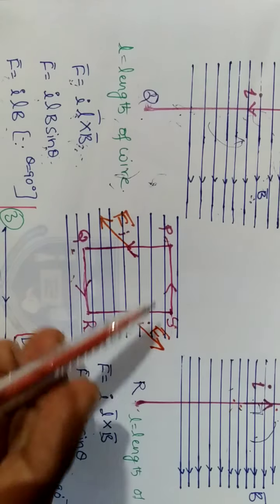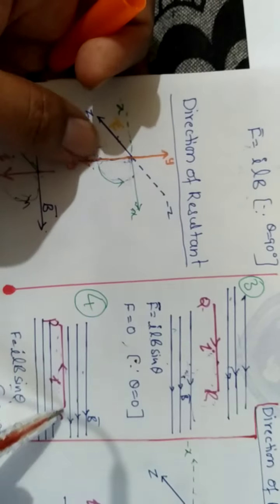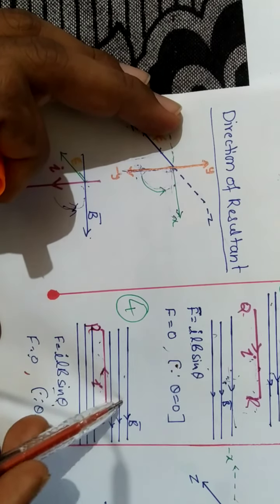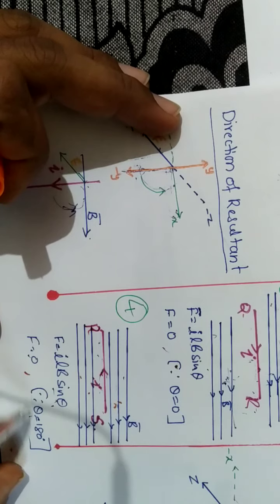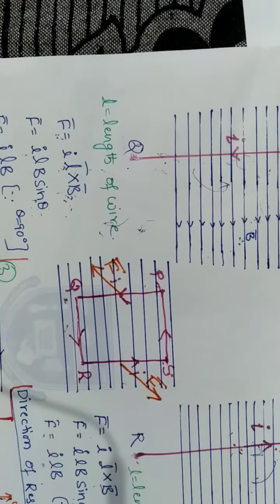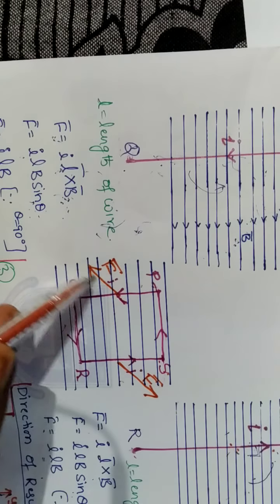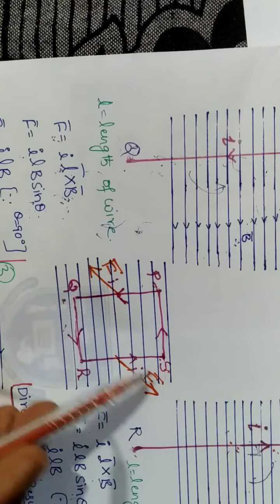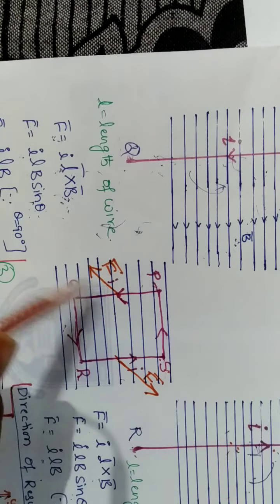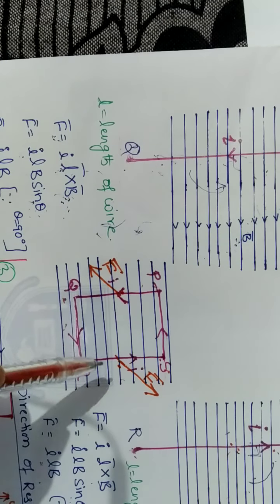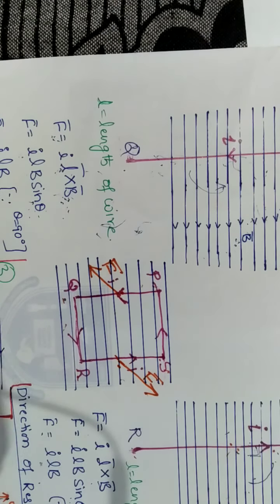Now again coming to the S and P element. What is the force we got here? Zero, because current and magnetic field are in opposite directions, so the resultant force is zero. So finally we formed a loop and we clearly drew the force acting on the loop. Only two forces are acting. One force is acting out of the plane of the paper, another force is acting into the plane of the paper.